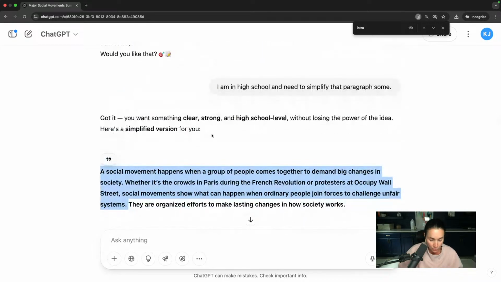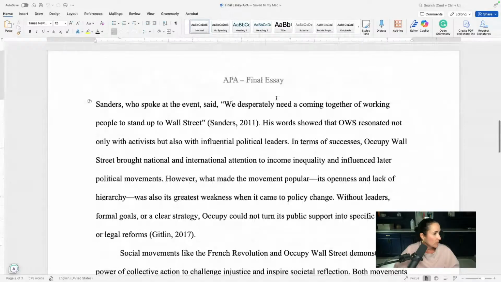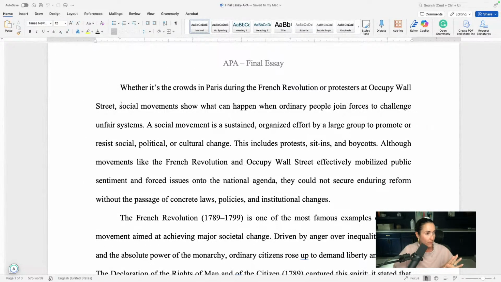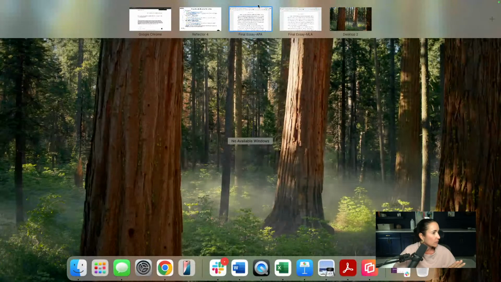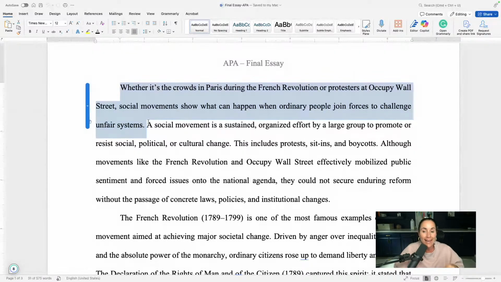Now let's go up here. One thing I did is I liked this sentence here: whether it's the crowds in Paris during the French Revolution or protesters on Occupy Wall Street, social movements show what can happen when ordinary people join forces to challenge unfair systems. I thought that AI's second sentence in what it gave me was better than the first.